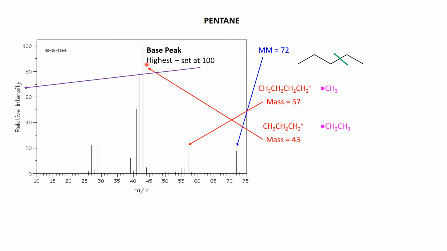Okay, so the base peak at 43 is associated with this propyl cation. It is the result of breaking at that bond, giving a cation, or of course we could have broken at that bond, and that is the cation here.